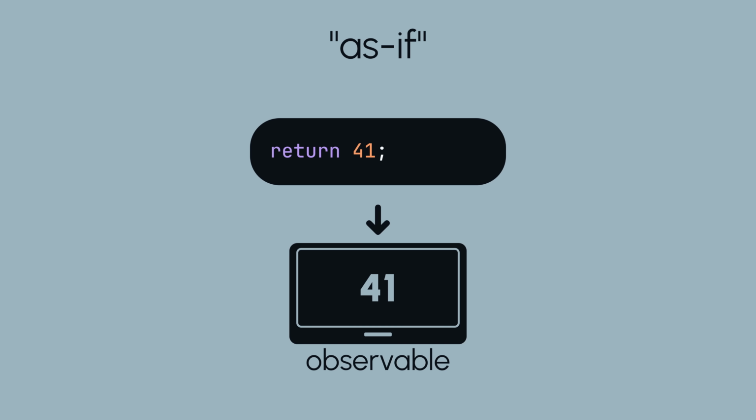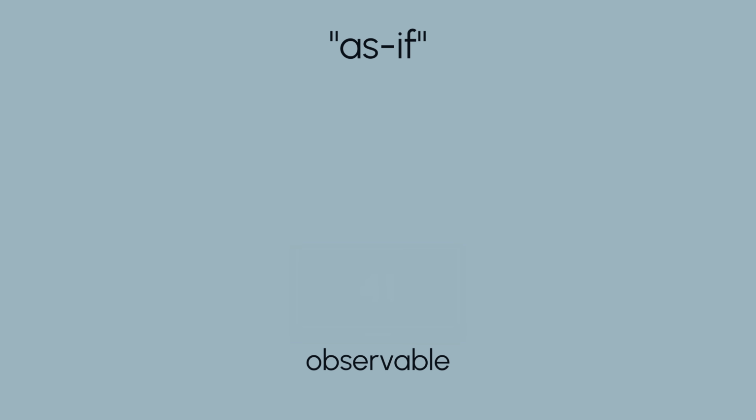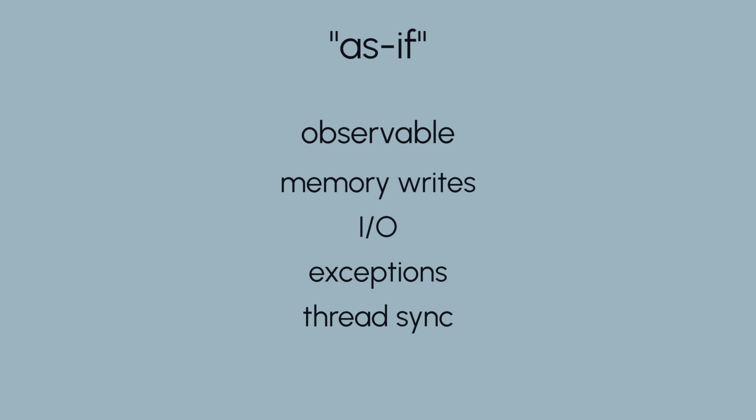That's a much looser constraint than "don't change the code." And it's exactly what makes optimization possible in the first place. The tricky part is figuring out what "observable" actually means. It's not just the final output. It also includes side effects like writes to memory, I/O, exceptions, or thread synchronization.